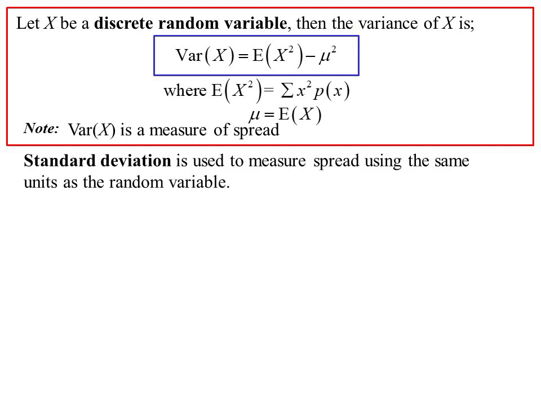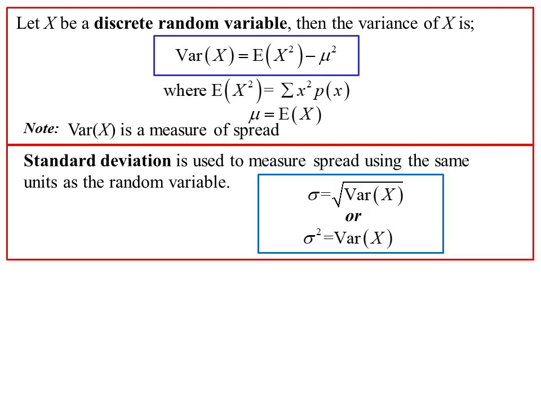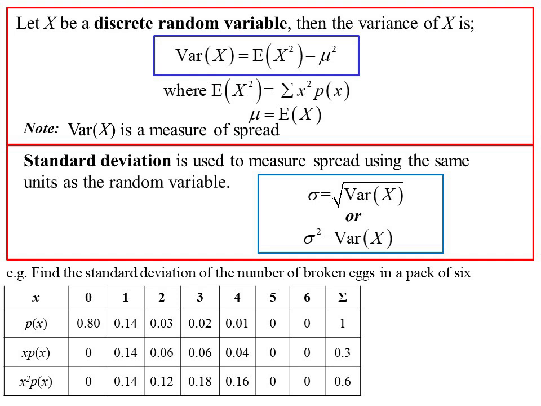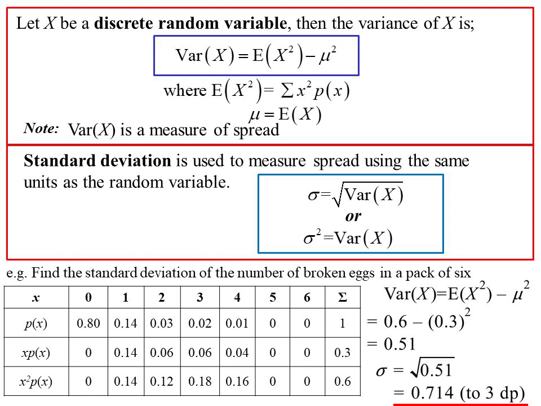Now, standard deviation we tend to use more than variance. The reason for that is to do with the units. We want to get it back to the same units as the data, whereas variance is units squared. So we find the square root, basically. Standard deviation, we find the square root of the variance. Well, what is our standard deviation for our eggs? Now I'll add in another row for x squared times the probability of x. Work out those. So the expected value of x squared, add up that row, we get 0.6 minus the expected value of x, 0.3 squared. 0.51, square root of that, 0.714.